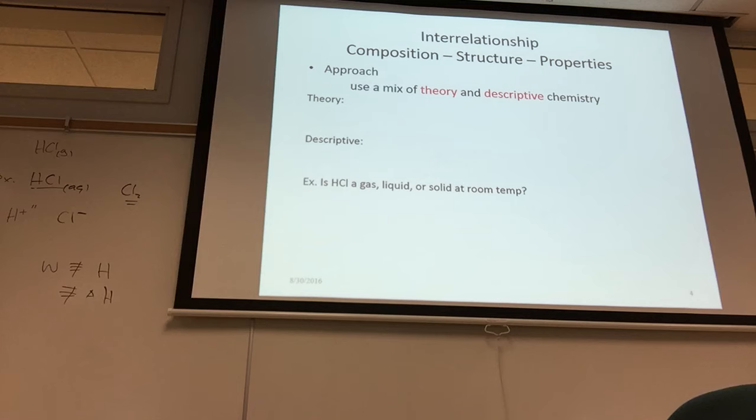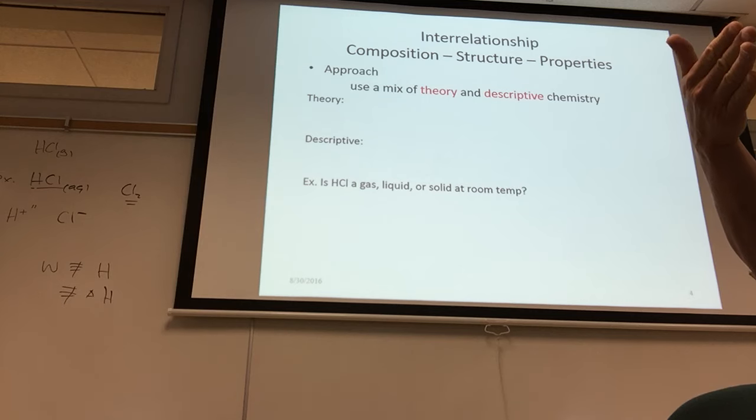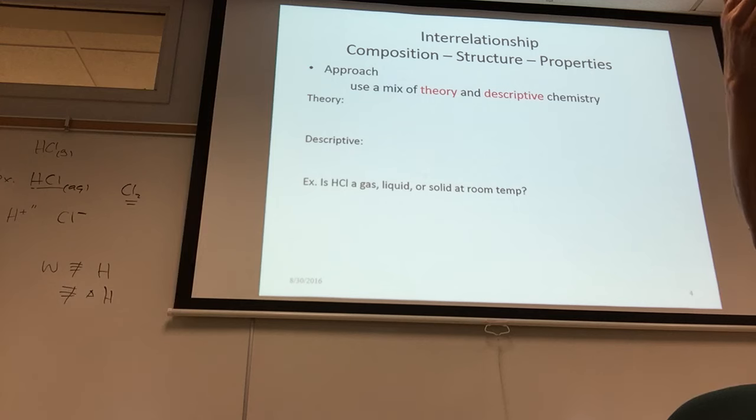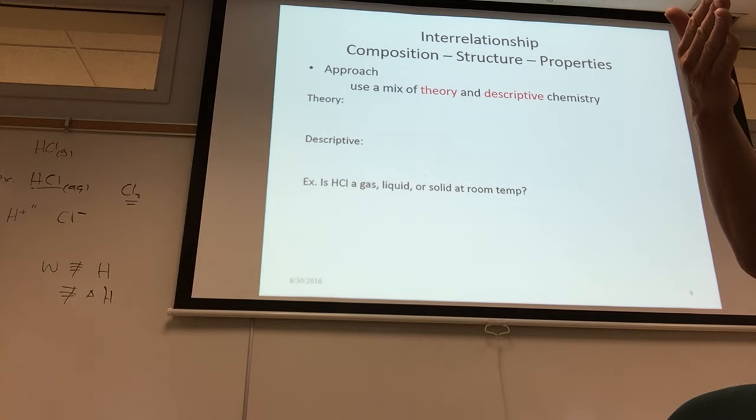So if I told you the average bond energy of a carbon-carbon bond is 440 kilojoules per mole, okay, now you know the average, but do you know what is the weakest carbon-carbon bond? What's the strongest, and what's the range of carbon-carbon bond energies that's observed in nature? Do you have any idea?